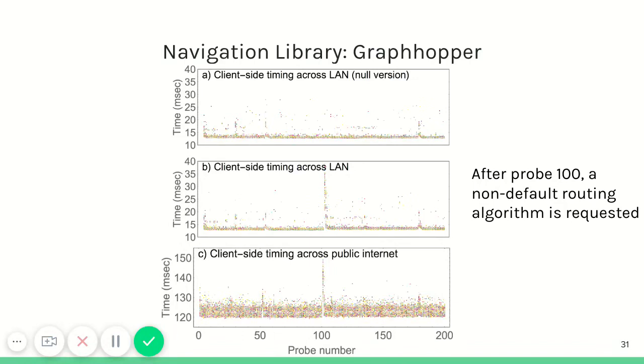In this case, we observed a huge spike in the timing of our probes immediately following the atypical event. This spike is clearly visible even over the public internet and is on the order of tens of milliseconds. This is a huge contrast to the magnitude of the side channel in the password checking function that we observed earlier.